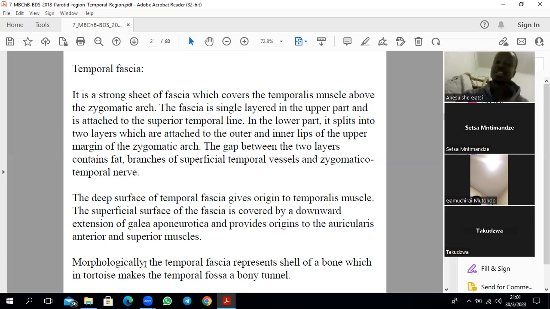So this temporal fascia more or less represents the shell that we have in the tortoise, which is very hard. That's why it can protect itself there. Remember, I said temporal fascia is the thickest fascia in the body.